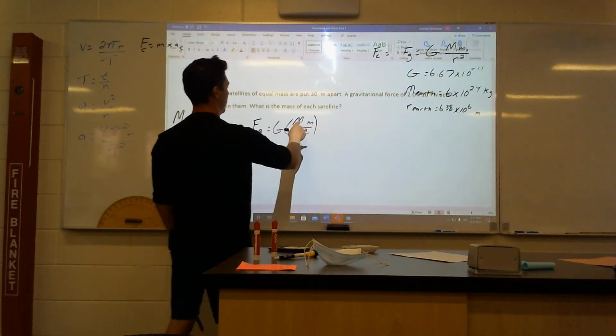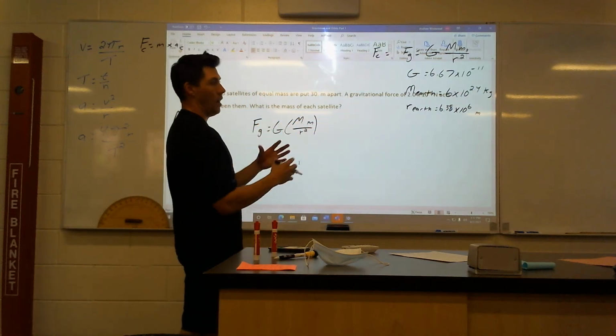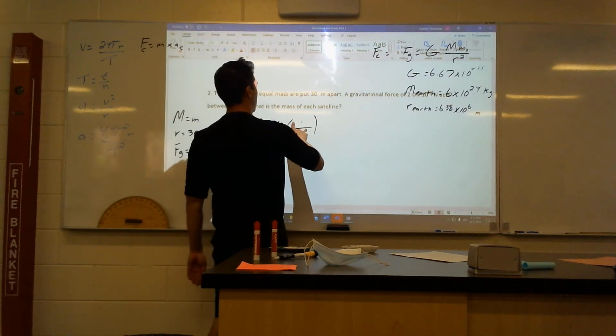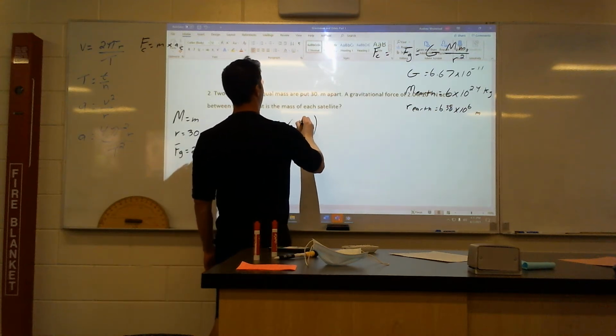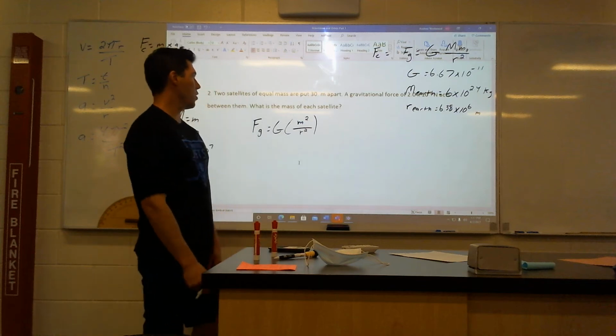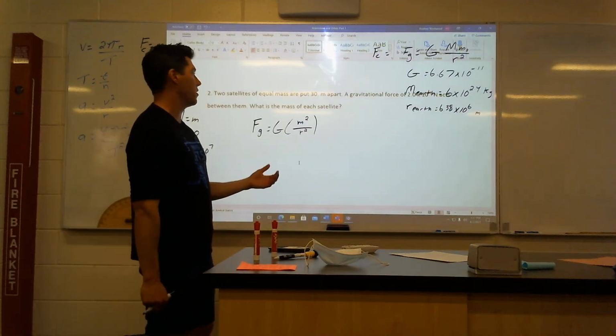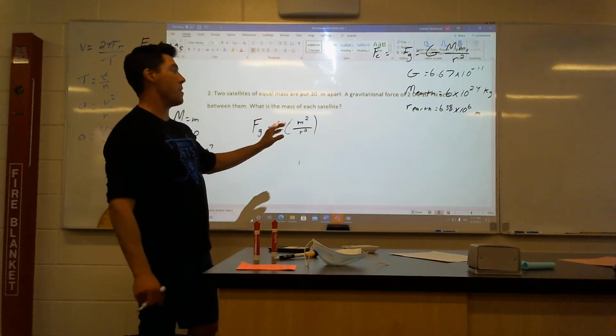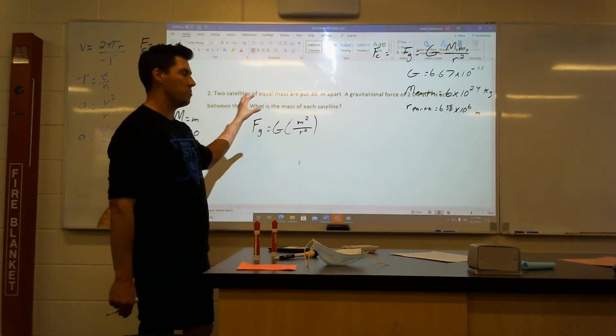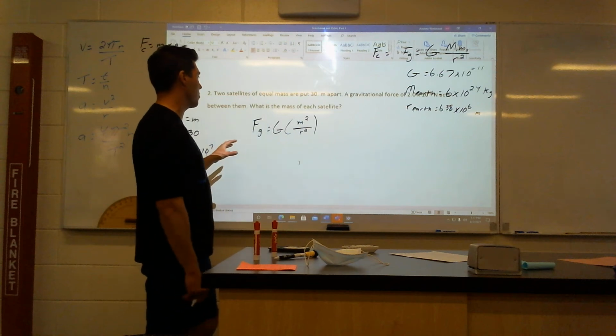The nice thing is, if these two are technically the same mass, I can combine them to make mass squared. Because I care about these two satellites and what kind of gravitational pull they have on each other. So if they're actually the exact same mass, I can make it m squared, which enables me to actually solve this question.